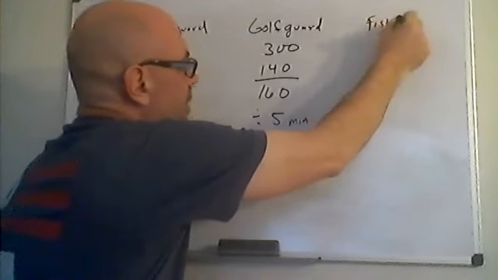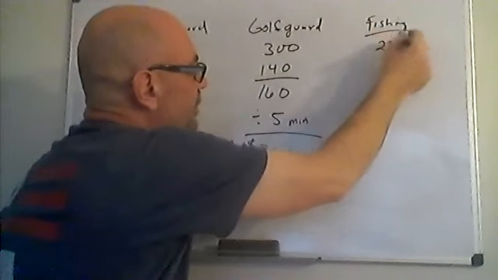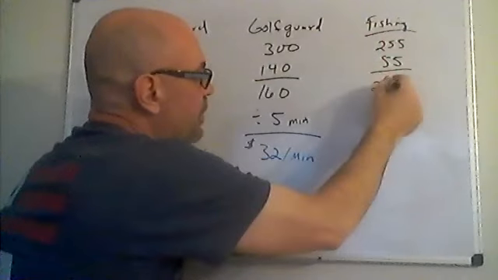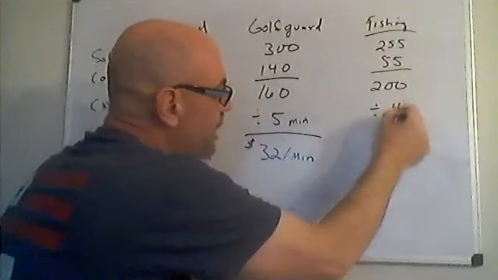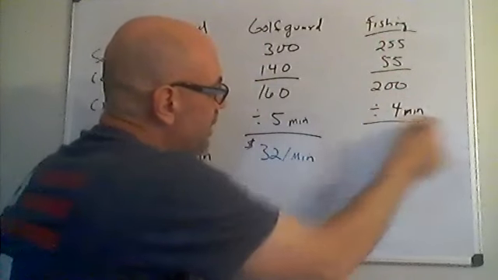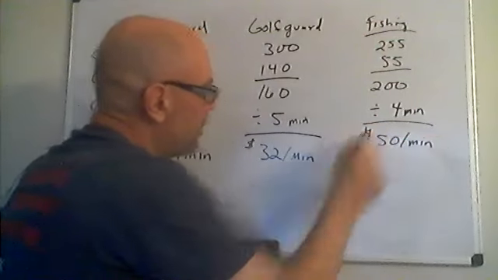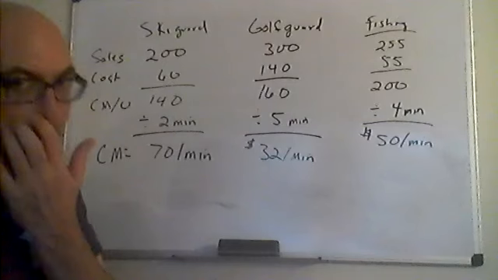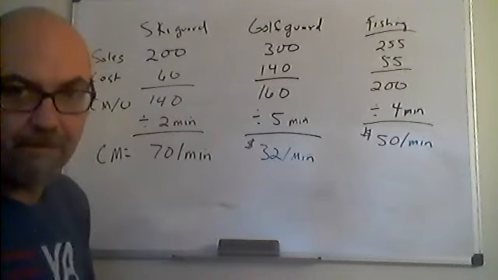And for our fishing guard, the selling price is $255. The cost is $55 for a contribution margin per unit of 200, but it takes 4 minutes to make. So we get a contribution margin of $50 per minute. That is what we are going to base our decision off of.